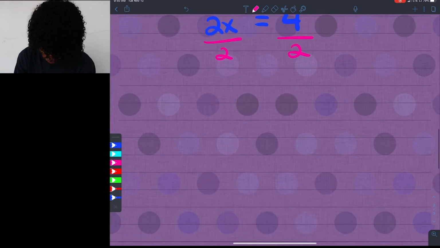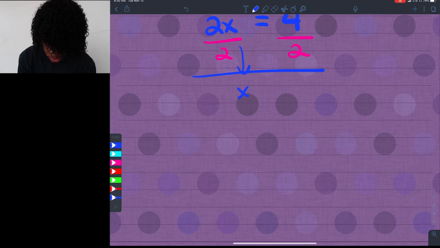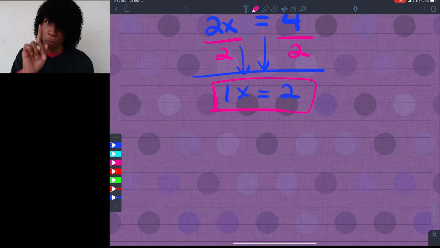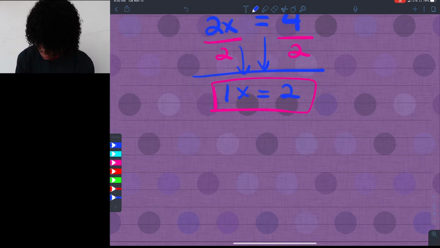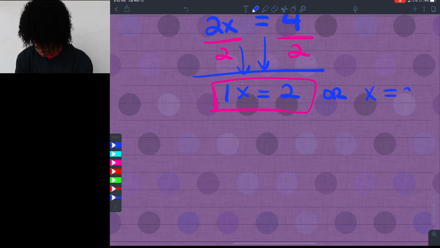Simple. Bring down the bar. Bring down my x. 2 divided by 2 is 1. Bring down your equal sign. 4 divided by 2 is 2. Good. And ta-da, if you want to leave it there again, I'm happy with that, fine, for now. However, it's not good form. Good form would be to leave it as simply x equals 2.